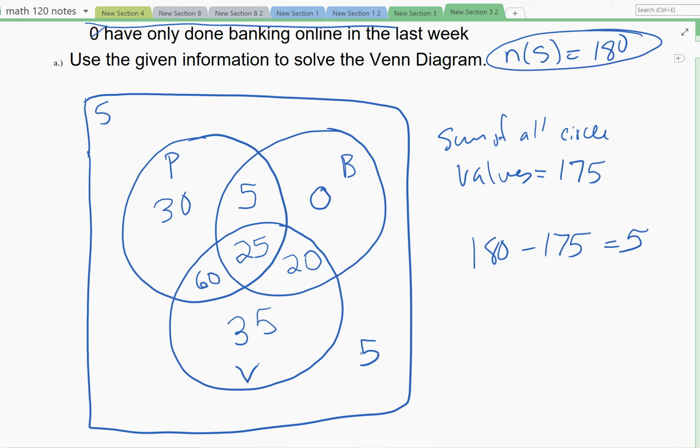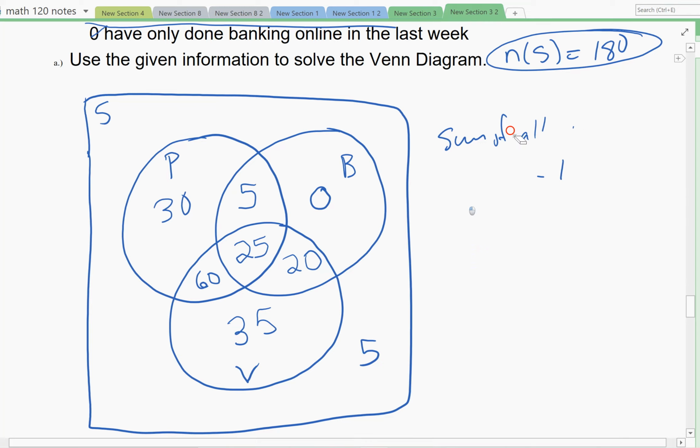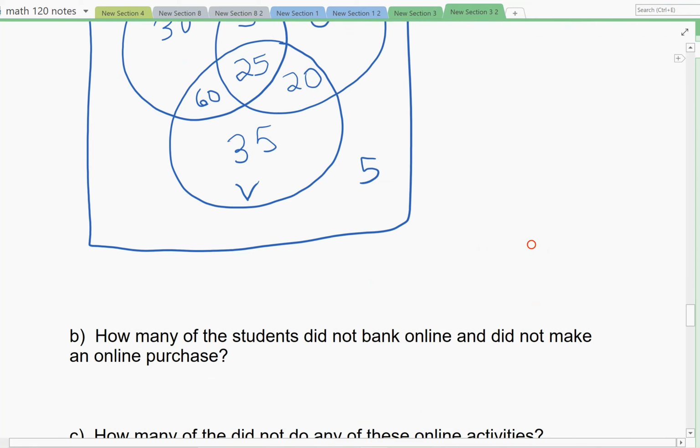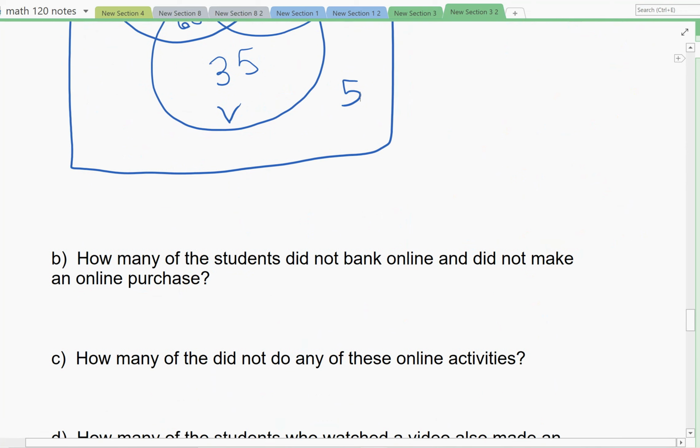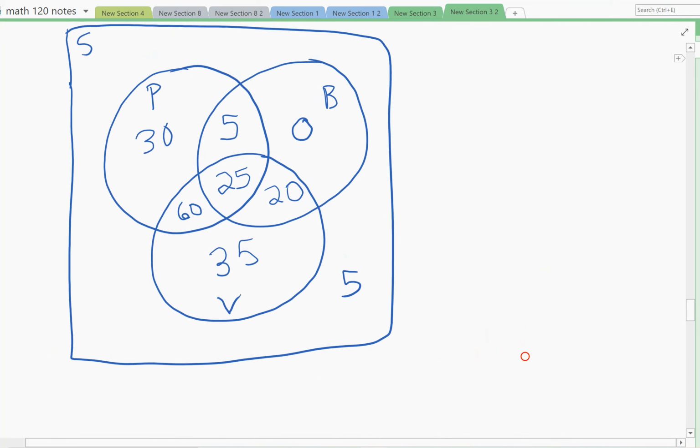And now I'm going to ask them questions, and this time I'm going to ask more than one. In the last example, I only asked the one question for the outside area. This time I'm going to ask more than one question. So I'm going to use my Venn diagram to answer the following questions. The first one: how many students did not bank online and did not make an online purchase? And so I'm not in the banking circle and I'm not in the online purchasing circle.